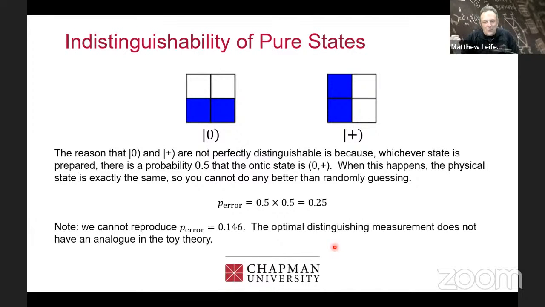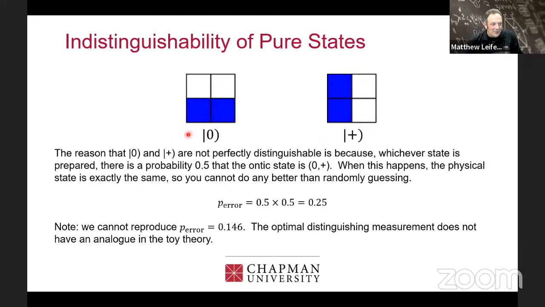Let's take the indistinguishability of pure quantum states. You well know that if I prepare a qubit in the state 0, or in the state plus, which is an equal superposition of 0 and 1, and somebody prepares the system in one of those two states with 50-50 probability and doesn't tell you which, there's nothing you can do to tell with certainty which state was prepared. That we know from quantum mechanics.